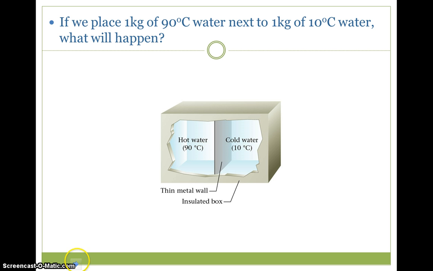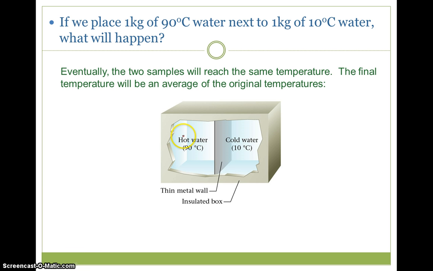What's eventually going to happen is, because my hot water has a higher kinetic energy than my cold water, its molecules are moving faster. And so they're going to hit this metal wall more frequently than the cold water. And what's going to occur is some of the energy is going to get transferred from the hot water to the cold water. So eventually those two samples are going to reach the same temperature because they're going to average out. They're going to equal each other eventually.